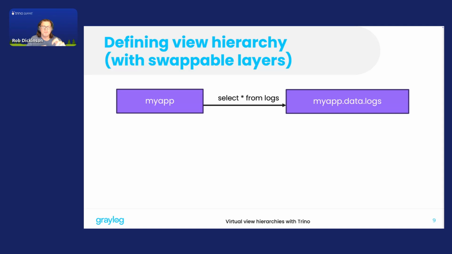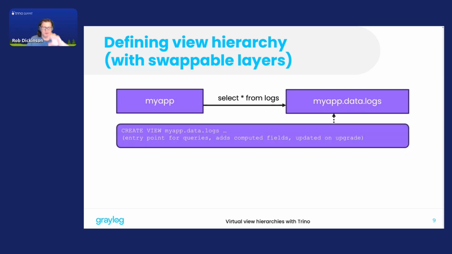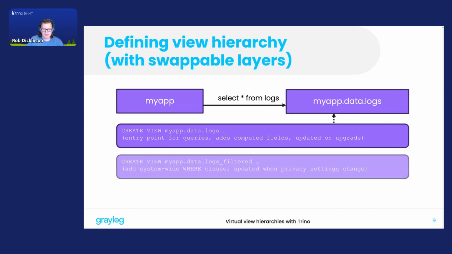So now we can define what we call a view hierarchy, where these views depend on other views, where each of these layers in the chain are now swappable. We might start off with a top layer here. This is the top point, the entry point for our queries. Maybe this is where we add some computed fields. Maybe we do a little bit of version mapping here at the very, very tippy top.